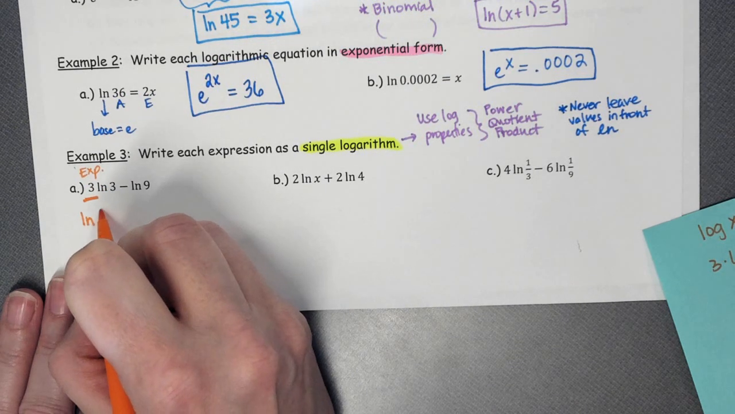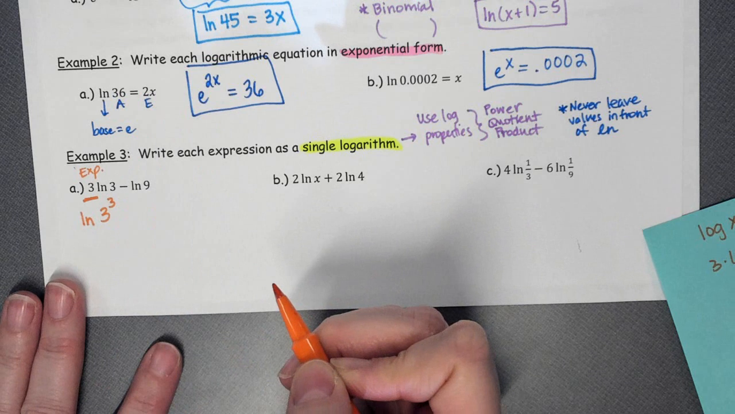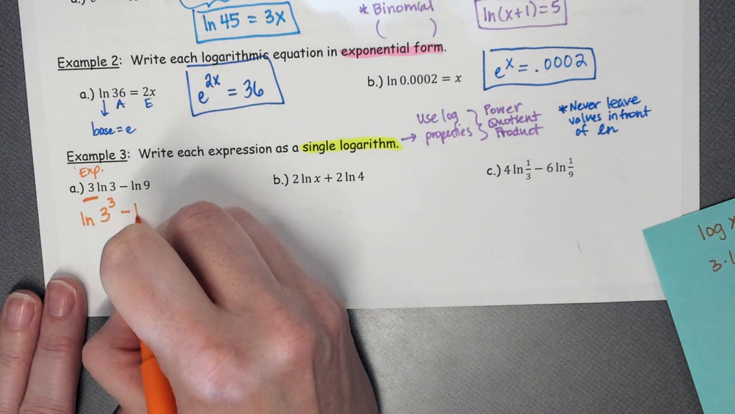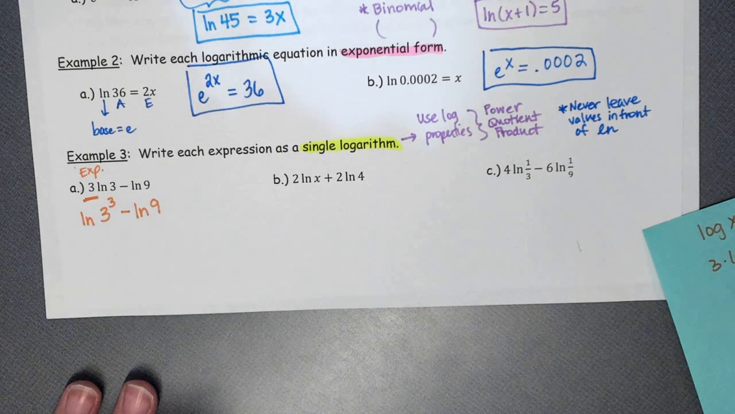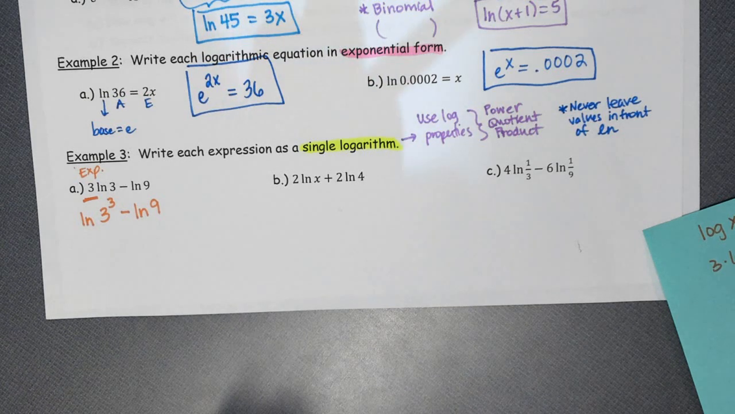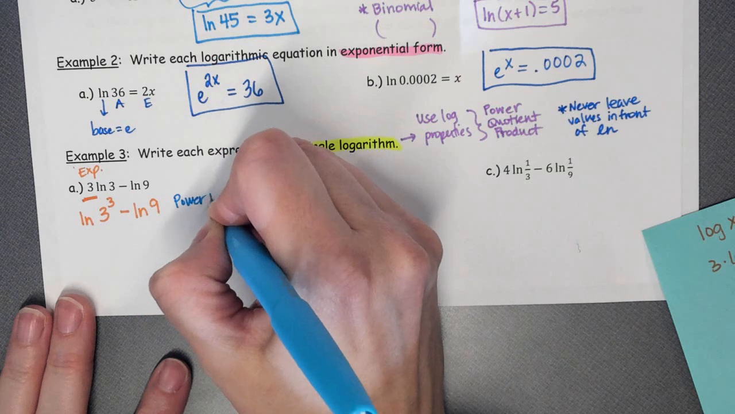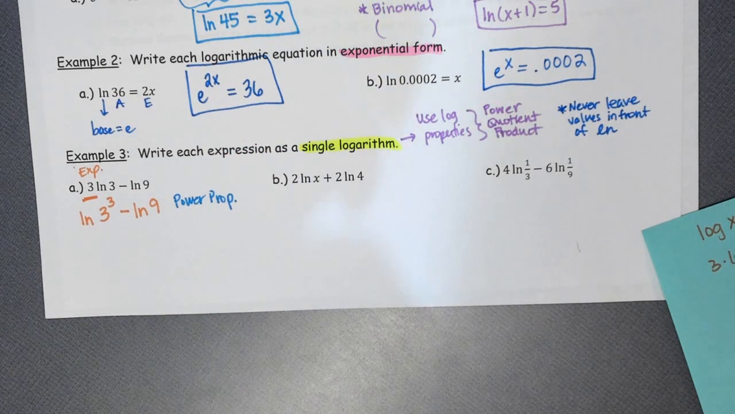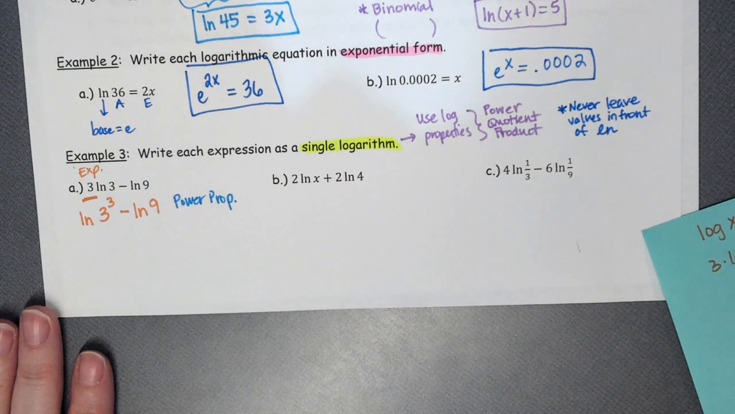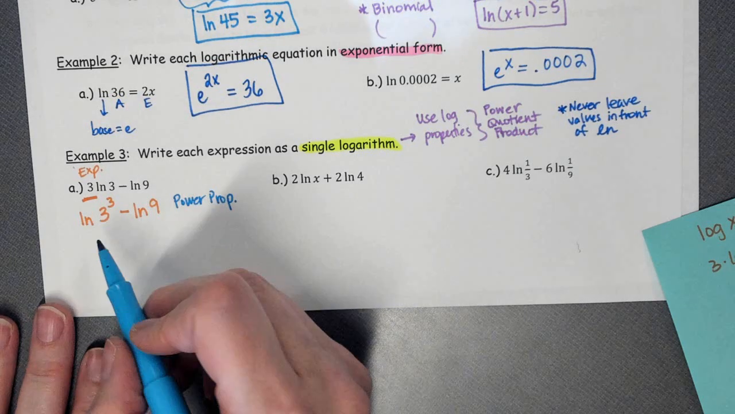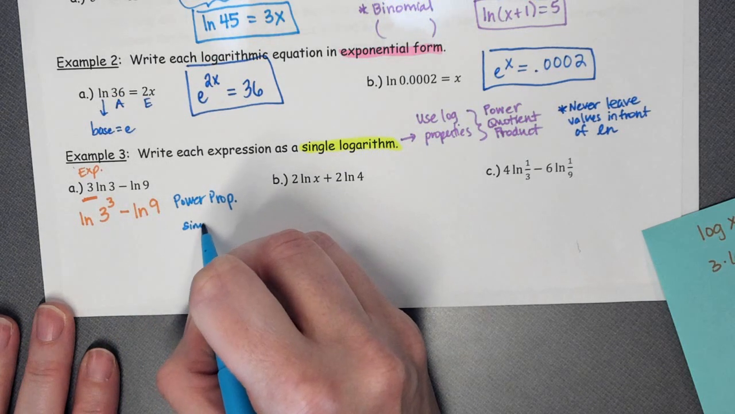So we're going to write it as the natural log of 3 to the 3rd minus the natural log of 9. So what we used is the power property. I'm going to write to the side what we used, so when you're looking back you can see that. And then if you can simplify, you can. The only time you wouldn't be able to simplify is if it was a variable. So what is 3 to the third?